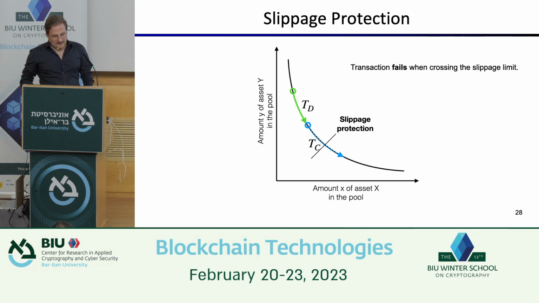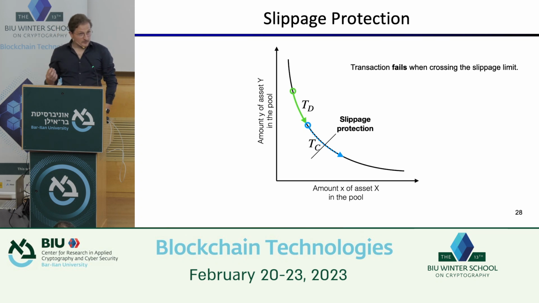So yeah, the idea of slippage protection is really that if you cross it, your transaction will fail, right? The swap will not occur. That means you're still liable to pay transaction fees, right, to the miners for a failed transaction.